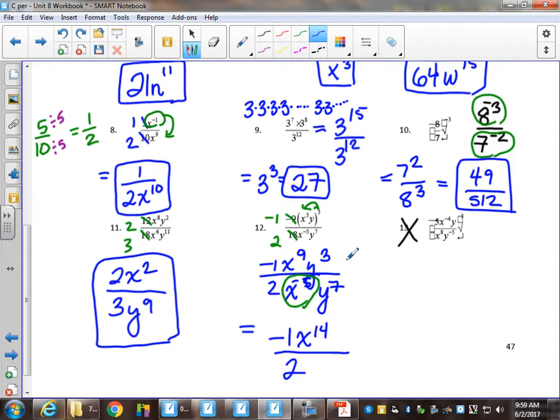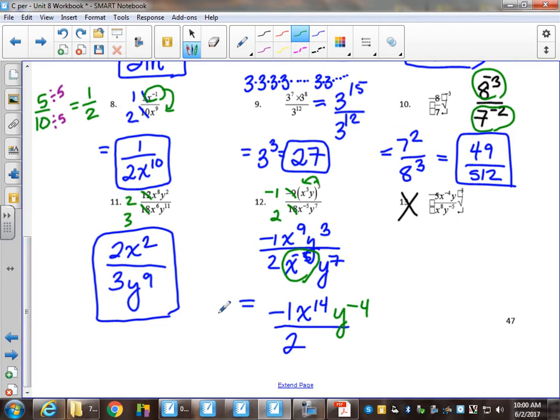You tell me. Are you sure? No. Top? Yeah. Bottom? Well, let's think about this. What is 3 minus 7? Negative 4. So technically, watch the screen. Technically, it's y to the negative 4. But do we keep negative exponents? No. So as soon as I mentally say to myself, 3 minus 7 is negative 4, I right away know that those y's belong in the denominator, so I can have a positive exponent.